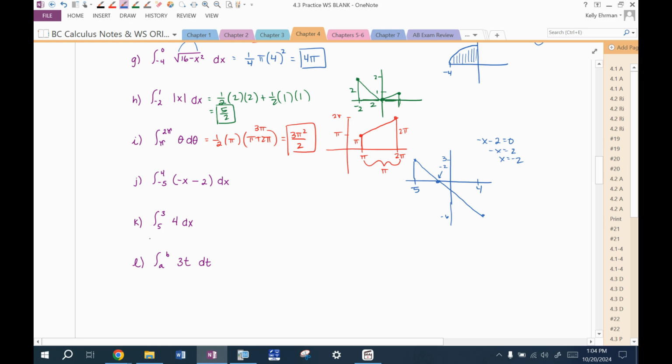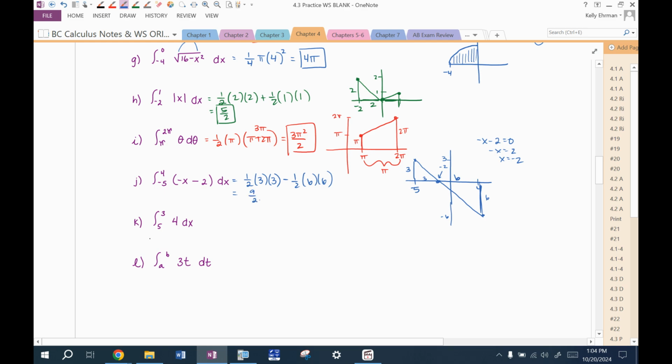All right, so I like to draw right into my picture here. So this base is going from negative 2 to negative 5. So that's a base of 3, and it also has a height of 3. Then this base goes from negative 2 to 4. So that's a length of 6. And it's going down to negative 6. So we have positive 1/2 times 3 times 3 minus 1/2 times 6 times 6.